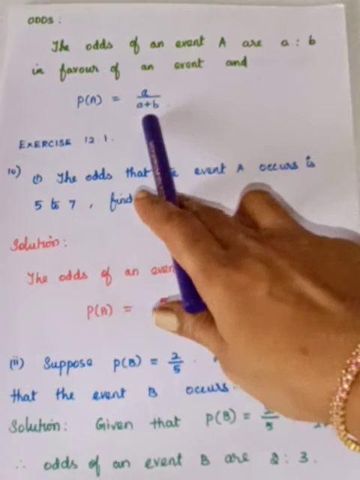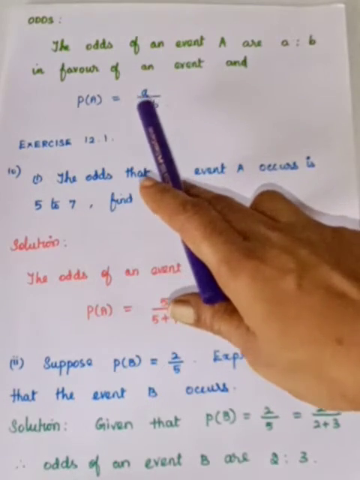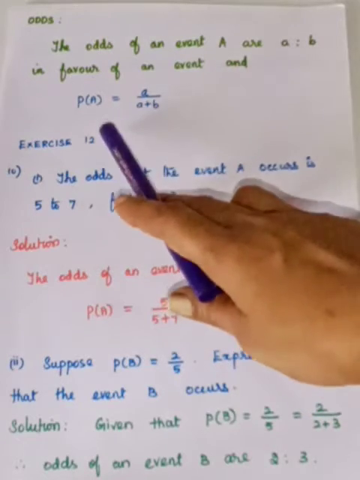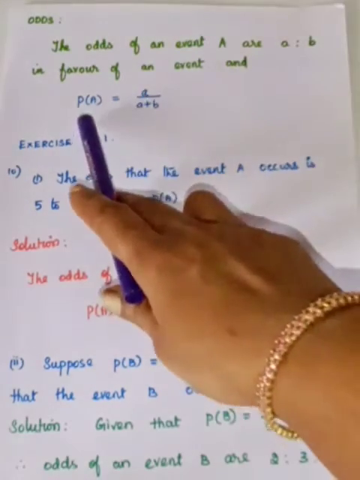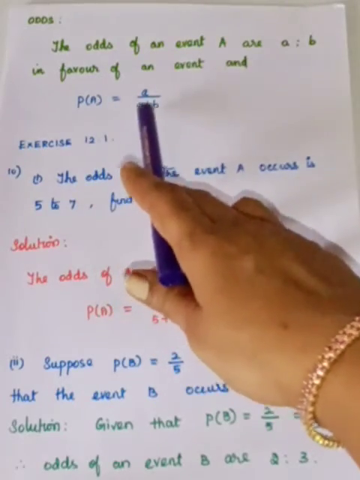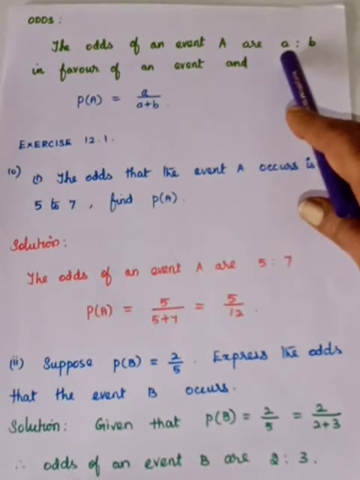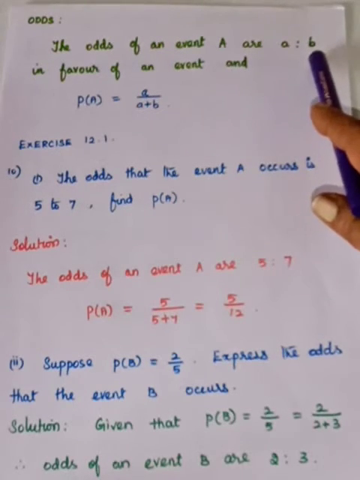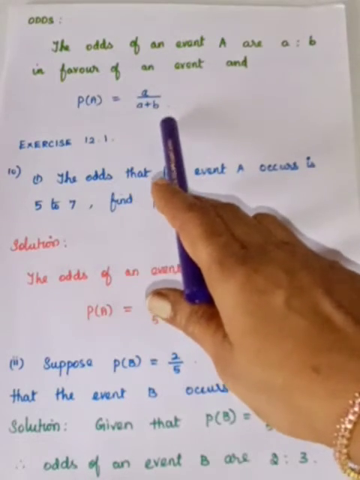So out of that, here we have to write n of A. How many outcomes are favorable to A? How many chances are favorable to A? That is small a. So therefore P of A is equal to a by a plus b. You see that the odds of an event is given like this, a is to b. Then the probability of A is a by a plus b.